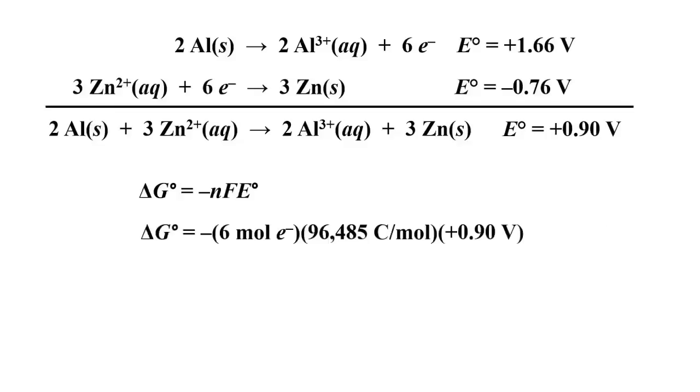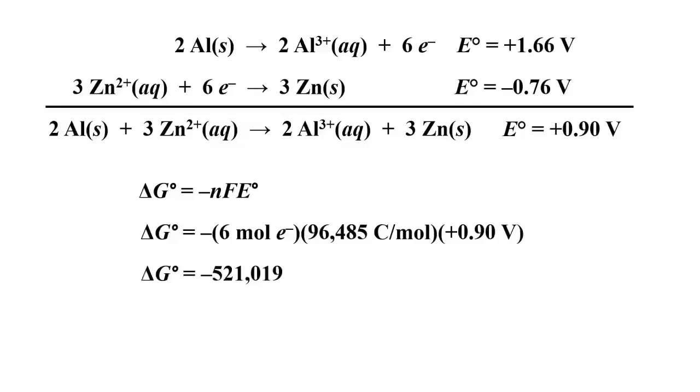So I've got my negative sign in the equation. Don't forget that negative sign. That's important. I have 6 for the total number of moles of electrons that were transferred in the process of adding these two half reactions together. I've got my Faraday constant, 96,485 coulombs per mole of electrons. And then finally my cell potential, which is positive 0.90 volts.